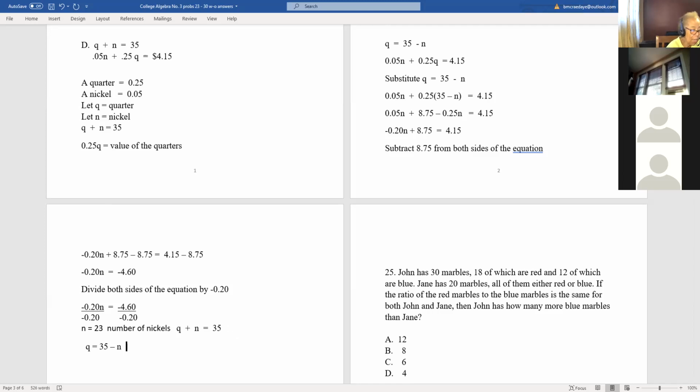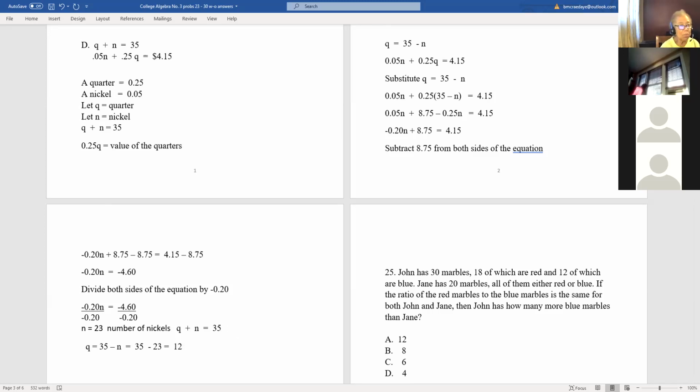So if your n is 23, this is going to be 35 minus 23. And what's that equal to? That's equal to 12. That's right. So the number of quarters is 12. The number of nickels is what? 23. So that's how you would solve it.